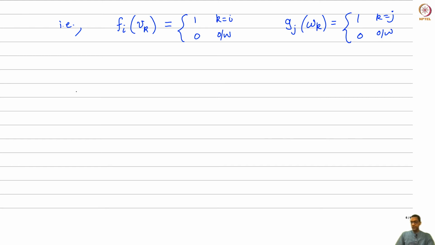Now observe that fi and gj are linear functionals on V. So in fact what that means is that I can think of it as follows. It's a map from V to F, right? This is what fi is.